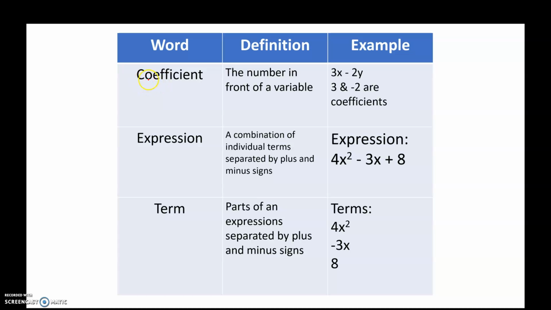So coefficients, these are the numbers in front of the variables. Expressions are just things written out like this. Notice there is no equal sign. And terms are what make up the expressions. Notice there are no plus or minus signs in between.